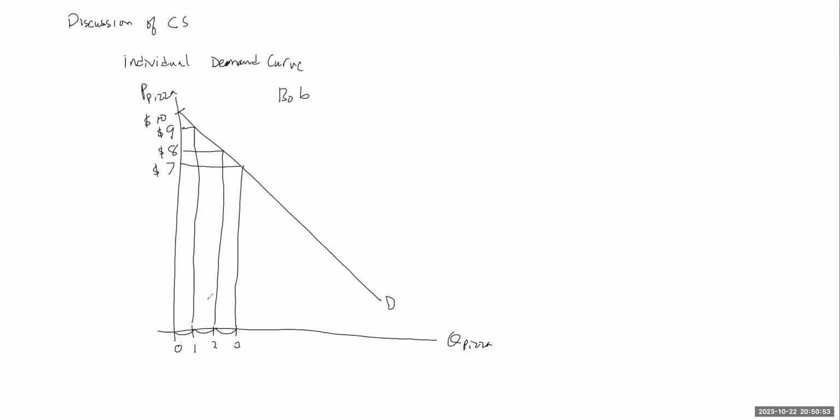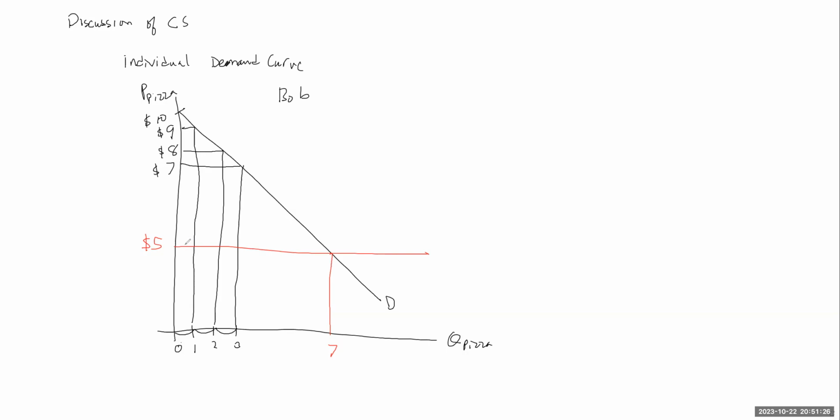Pizza Hut has a menu, and the menu says $5 a slice. You can buy as many slices as you want. Where $5 hits the demand curve is out here: 4, 5, 6, about 7 slices. He'll buy 7 slices given his demand curve and the price of pizza at $5.